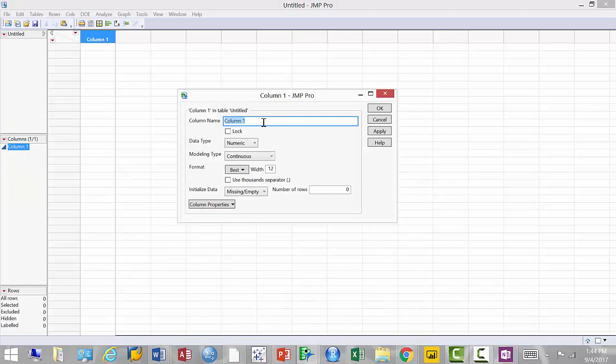So I'm going to rename, the column name is Day, right? Data type is, well, let's keep it as numeric, because I'm going to give it labels, right? 0 through 6, right? But for modeling type, I have continuous, ordinal, or nominal, just like what we discussed. So I'm going to pick ordinal, right? Okay.